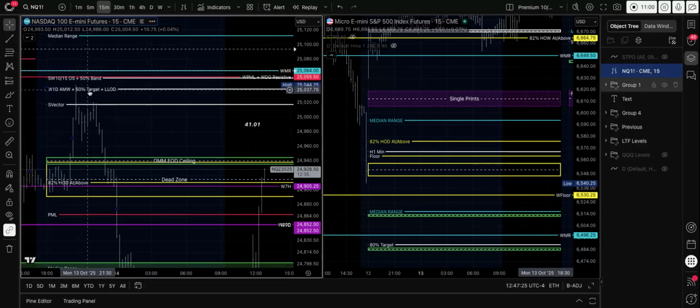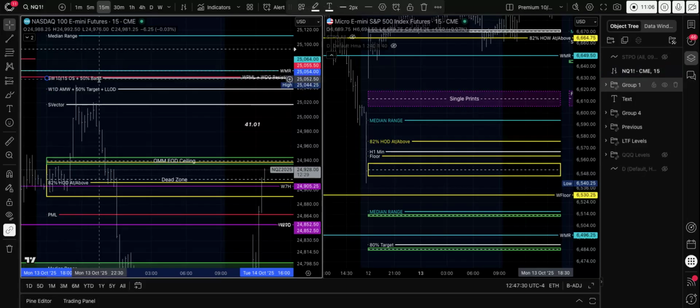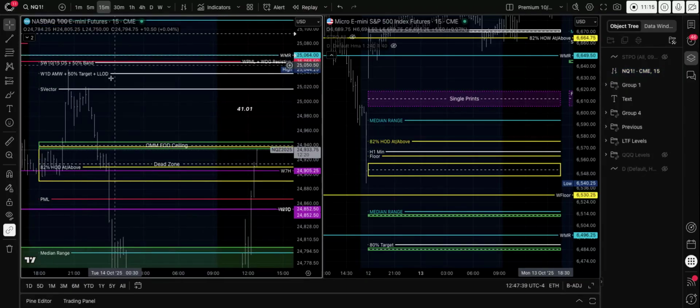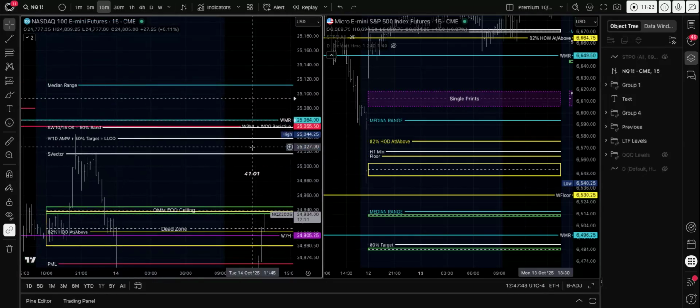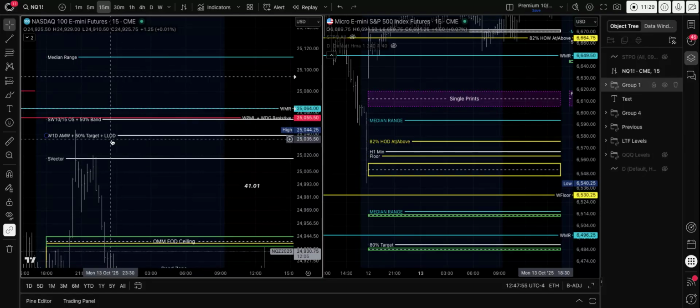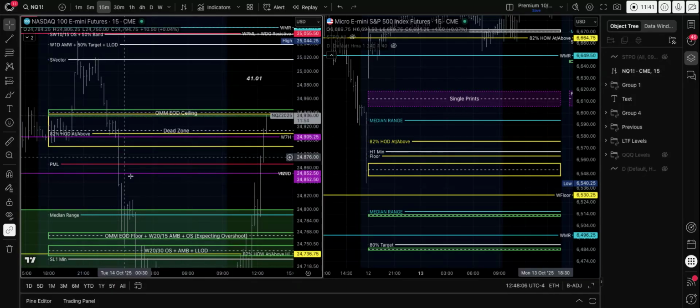Then you're going to see these things like 50% target, LLOD, which stands for last line of defense, OS, which is again open state, 50% ban, S vector, meaning a splice vector. I have articles on all of these things, but essentially, I was treating it as a resistive area. And when it came up, this last line of defense, which I talk about in the imprints article, worked super, super well. It was a last line of defense for sellers to have any opportunity to have a say in this move. And they would definitely want to defend it. And it just did not come back.